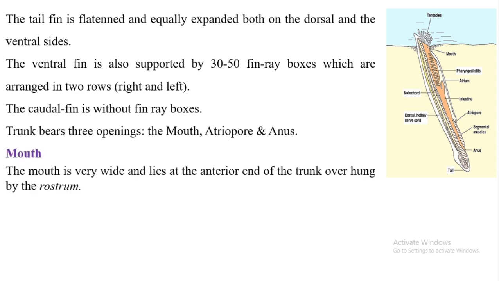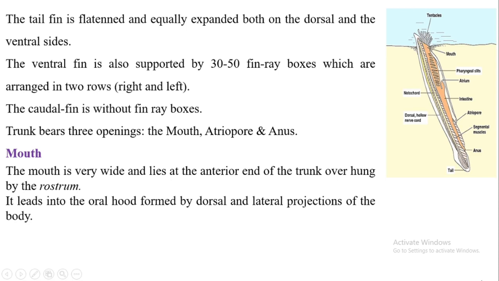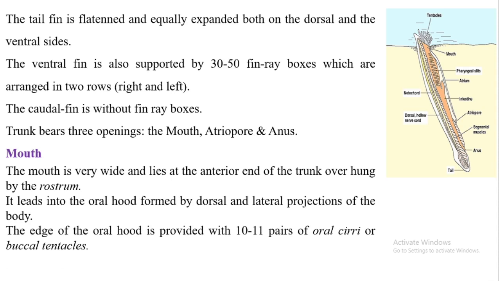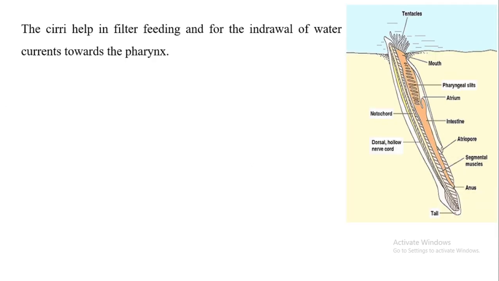First, the mouth. The mouth is very wide and lies at the anterior end of the trunk, overhung by the rostrum. It leads into the oral hood, which is formed by dorsal and lateral projections of the body. The edge of the oral hood is provided with 10 to 11 pairs of oral cirri, also called buccal tentacles. The cirri help in filter feeding and in the intake of water current towards the pharynx.